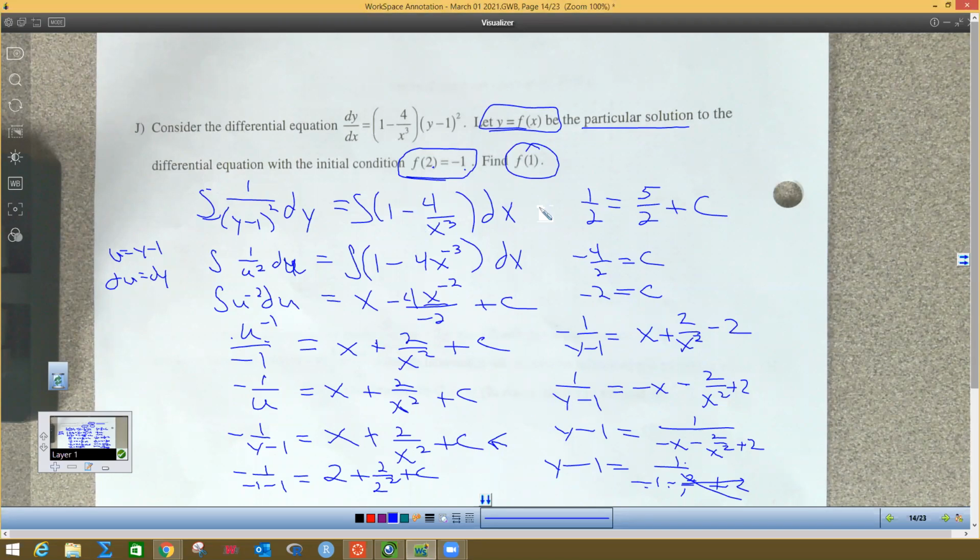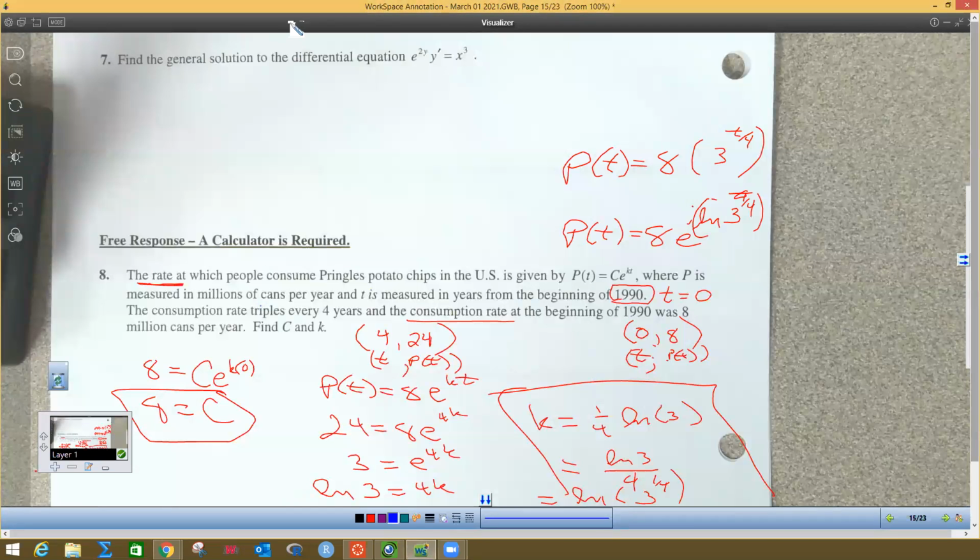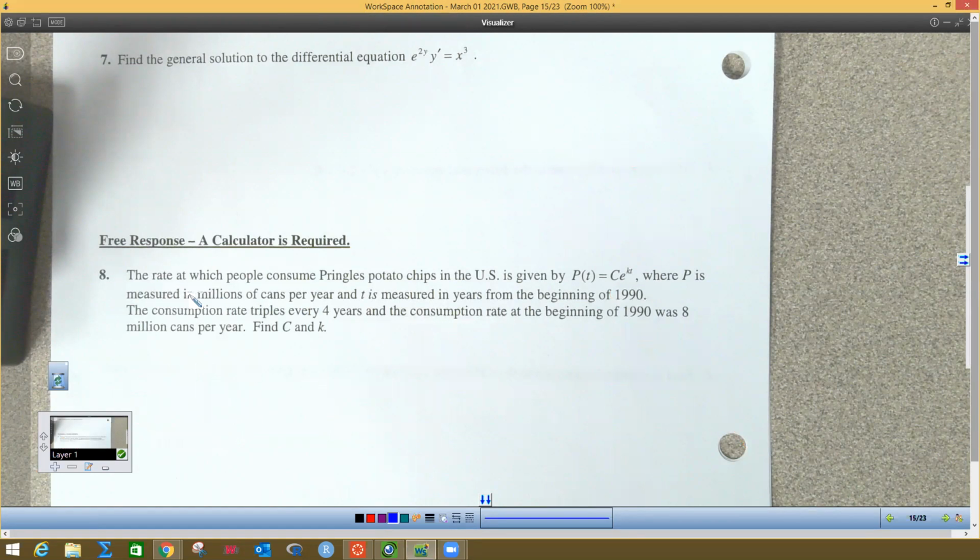All right, I'm going to go ahead and do a couple of the problems off the practice test here, because I did them last class and forgot to record it, so I'm going to record now. One of the questions they wanted to see was number 8, so I'm going to do number 8 again. It says the rate at which people consume Pringles potato chips in the U.S. is given by this function right here, where P is measured in millions of cans per year and T is measured in years since 1990.